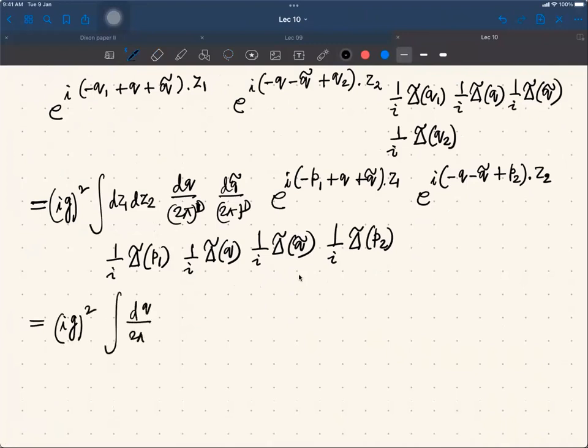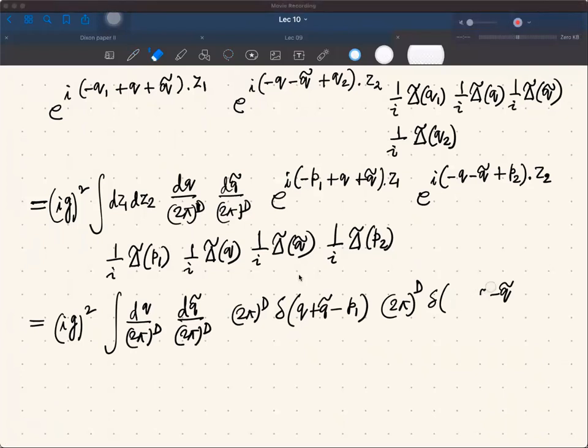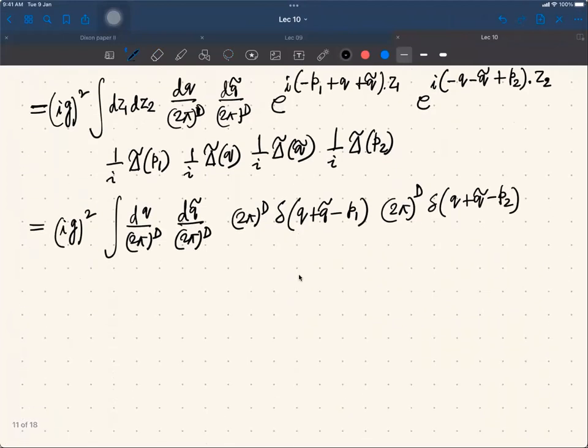and they will also give the delta functions. The z1 integral will give 2 pi to the power d delta q plus q tilde minus p1, and the z2 integral will give 2 pi to the power d delta of q plus q tilde minus p2, I mean, let me write it this way. Then 1 over i, this is the same.